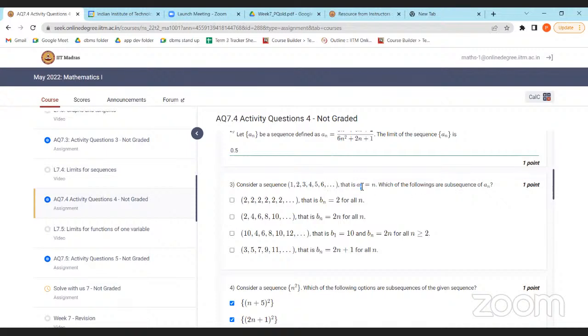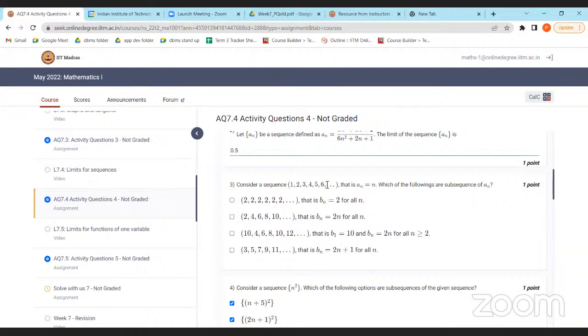So what is a subsequence here? Basically it is the sequence obtained by deleting some of the numbers from the given sequence, and without changing its order. We don't have to change its order. So I can delete even integers like 2, 4, 6, and I will get 1, 3, 5, 7. So this is just one of the subsequences here, right?